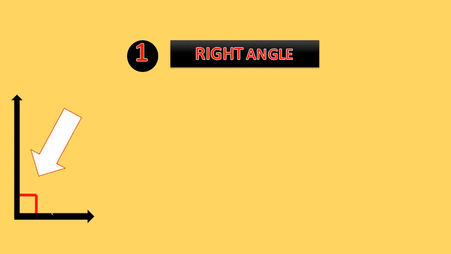The first is the right angle. Now we are going to learn about the right angle. I will give you some examples of the right angle. In the picture alongside, there is a right angle between the two arrows.